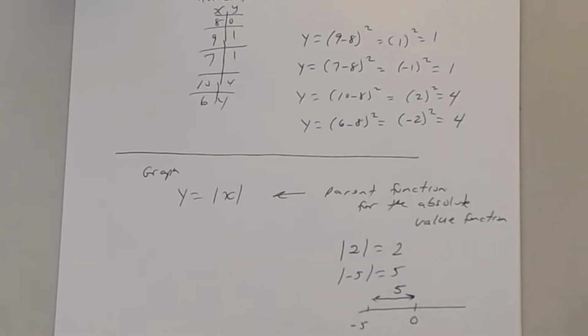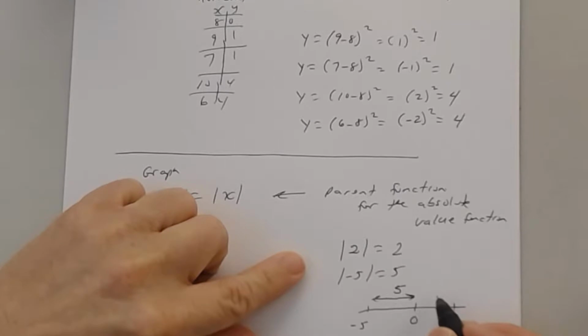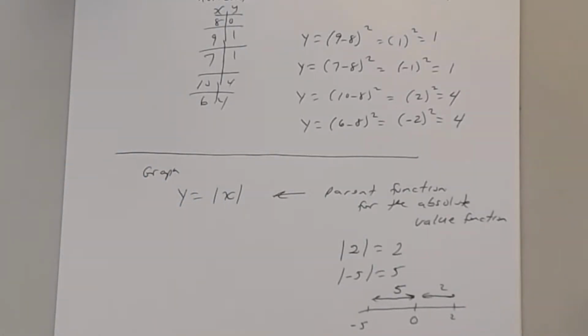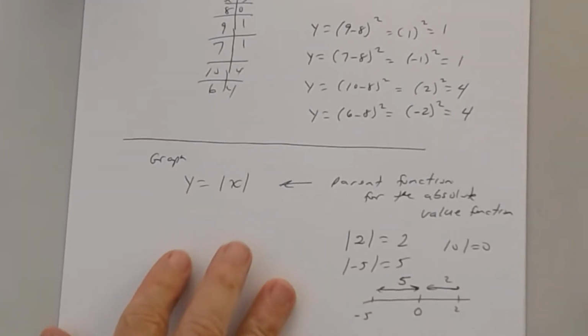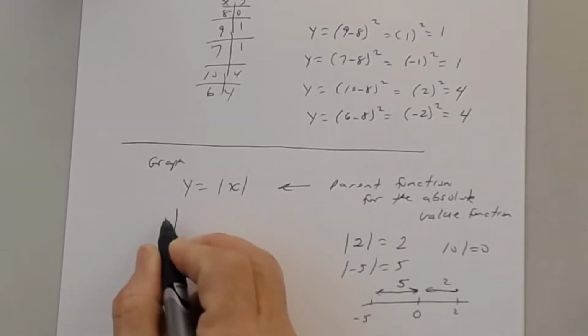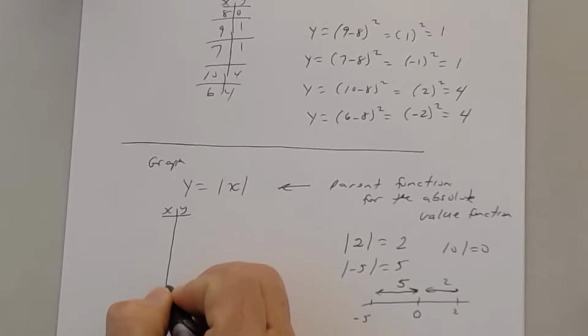So the distance from 2 to 0 is also 2. So the absolute value of 2 is 2. And the absolute value of 0 is just what? 0. All right, now when we graph it, we're going to go ahead and graph the parent function. So when I graph the parent function, we're going to use these values for x for the t-table.